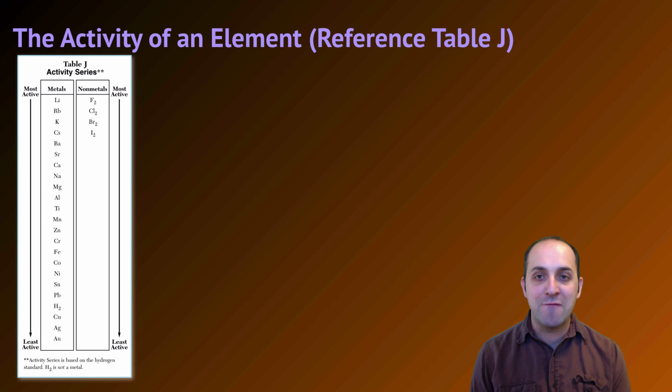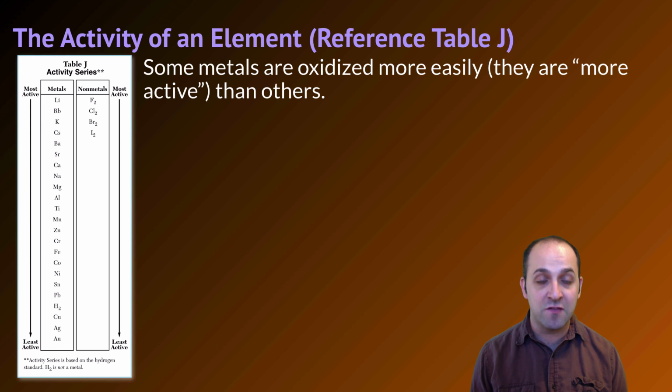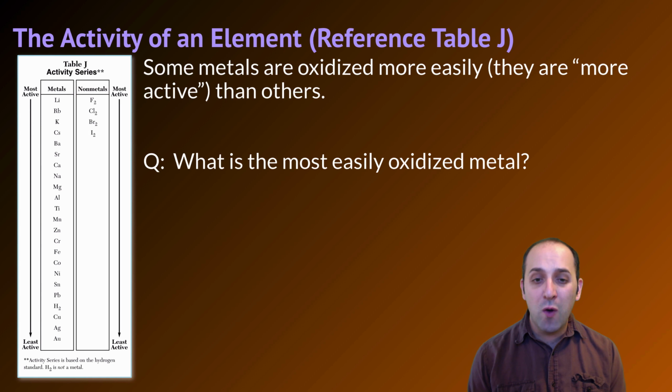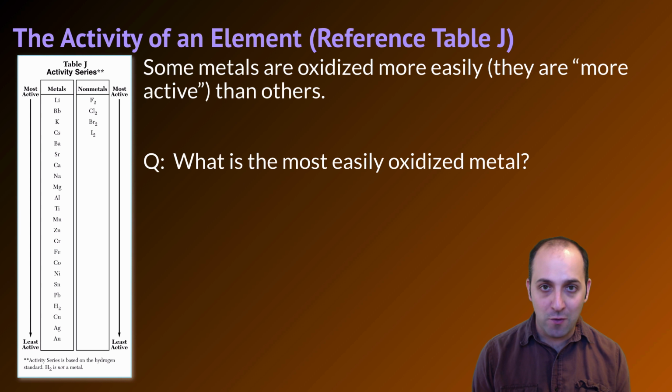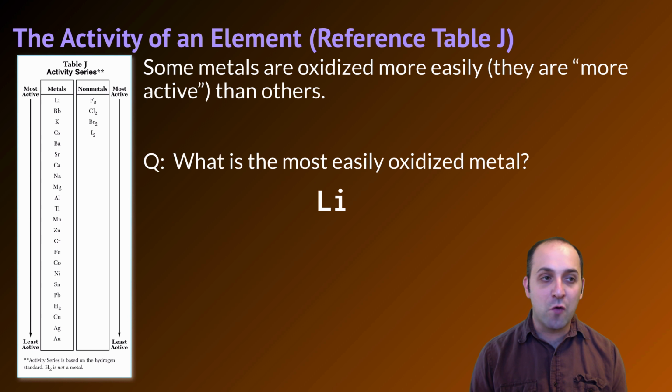We're already familiar with reference table J, which is the activity series. And this demonstrates that some metals are oxidized more easily. In other words, they're more active than other metals. My question to you is, what is the most easily oxidized metal? Do you know? The answer is, of course, lithium.